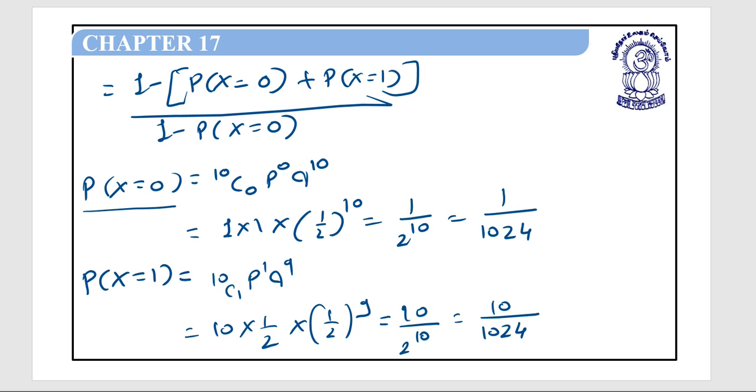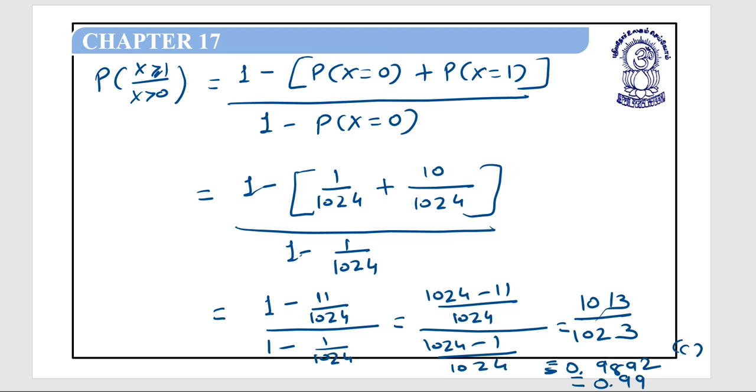So P of x is equal to 0 is 10C0 p raised to 0 q raised to 10, which is 1 into 1 by 2 raised to 10, 1 upon 2 raised to 10, which is 1 upon 1024. P of x is equal to 1 is 10C1 p raised to 1 q raised to 9. So 10 into 1 by 2 into 1 by 2 raised to 9 is equal to 10 upon 2 raised to 10, so 10 upon 1024.